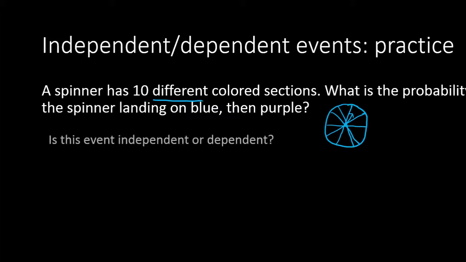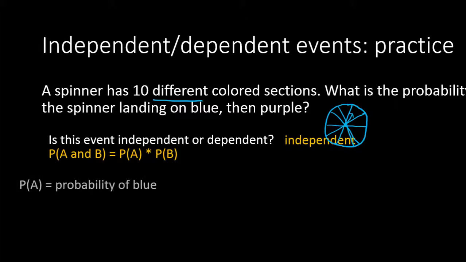Now, is this independent or dependent? Well, this is independent, right? So if I land on blue, it doesn't make it more or less likely that I will land on purple or any other color the next time. So these are independent events, so we use our independent probability. We need to know the probability of getting a blue and the probability of getting a purple. So if I've got 10 different colors and I want to get one specific color, then my probability is 1 in 10.